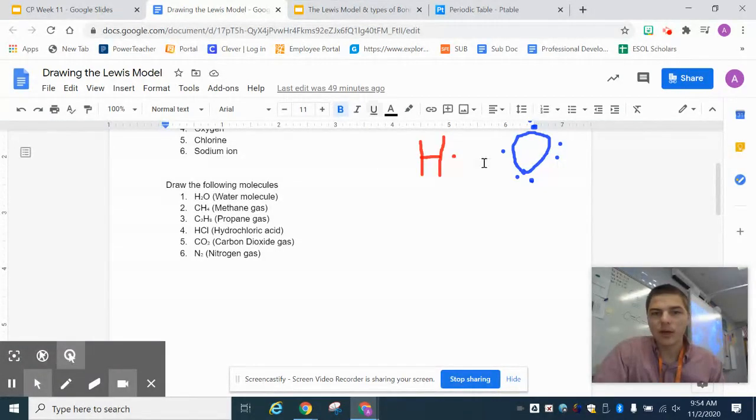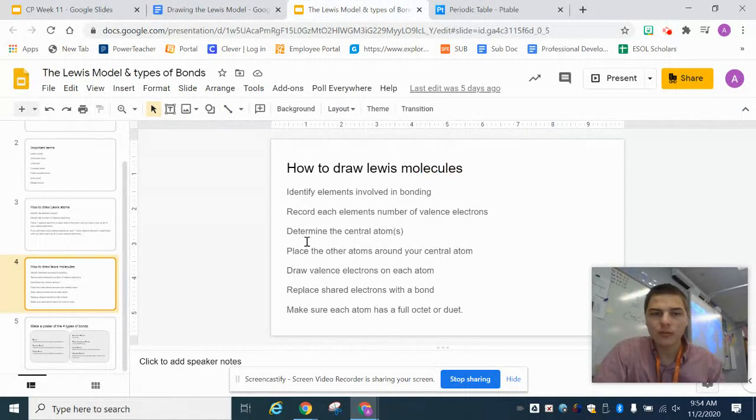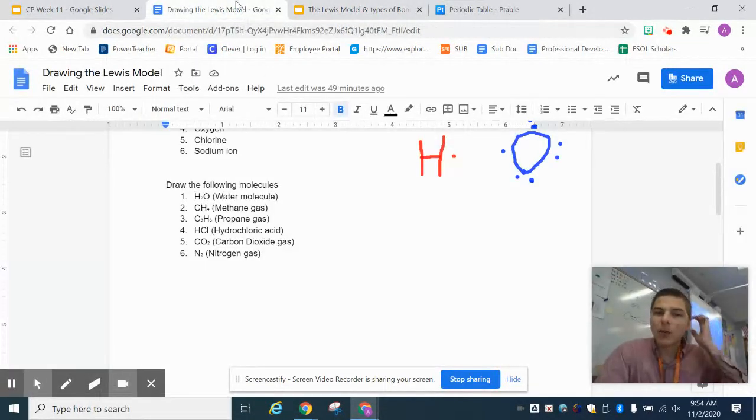So now that we've drawn it for both, we'll determine the central atom or atoms. Some molecules have multiple central atoms. Generally we look to see which atom there's fewest of. It says H2O. The 2 means that we've got 2 hydrogens, whereas the fact that there's no number in front of the oxygen means we only have 1 oxygen.